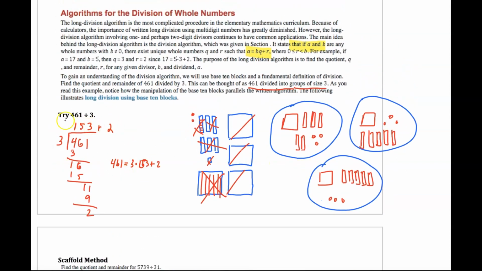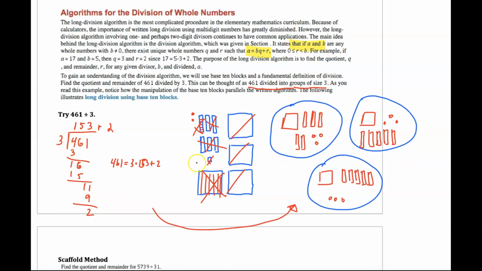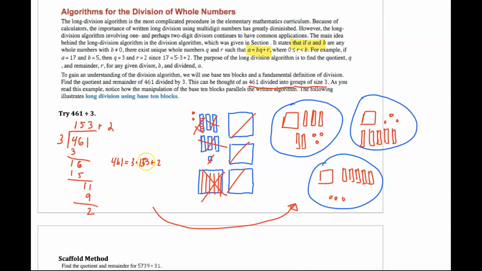So again, you're going to practice. You've done long division before. It's really just this idea of where does it come from, and it comes from this idea of base blocks and breaking up and dividing into equal groups, and then you start with the big one and continue down to your ones. That's where that comes from.